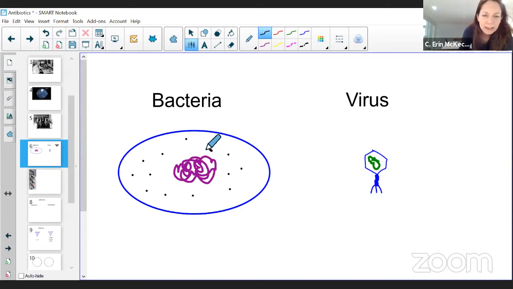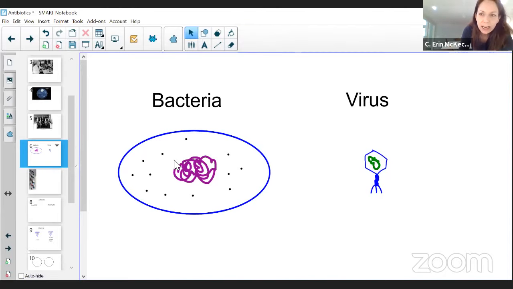Let me get a few more in here. So ribosomes are important for reading the information in the DNA and producing proteins.